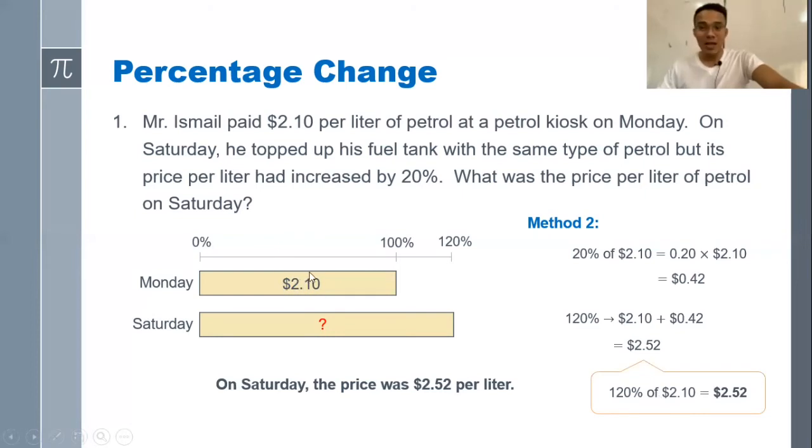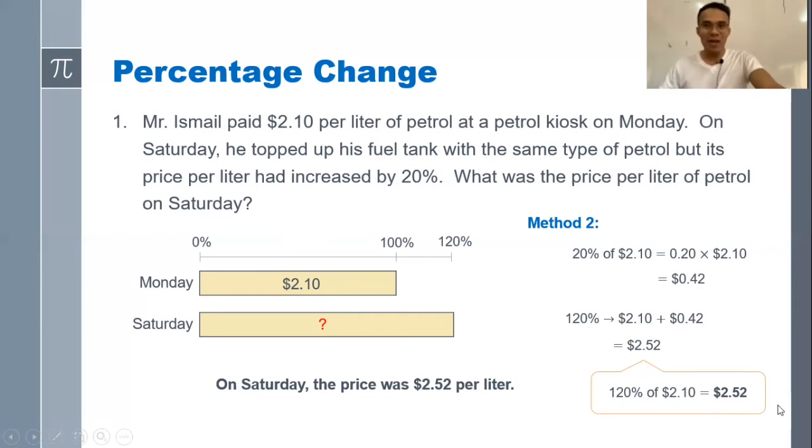Originally, you had 100%. If there's an increase of 20%, then the final quantity is going to be 120%. 120% of what? 120% of 2.10. And this operation will give you the final answer right away.